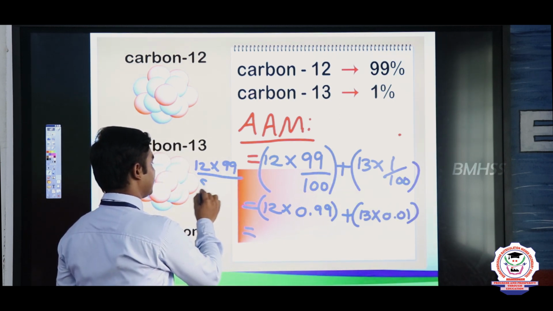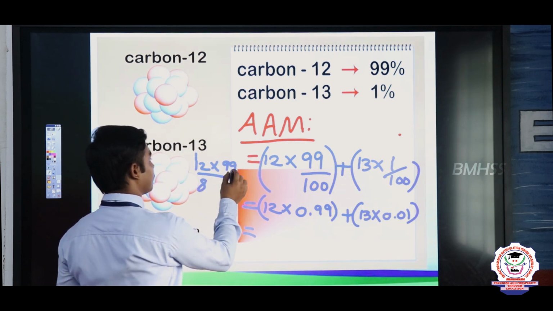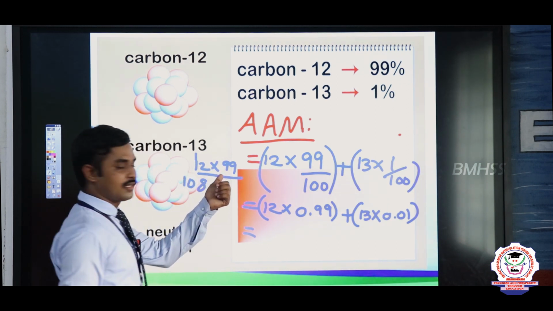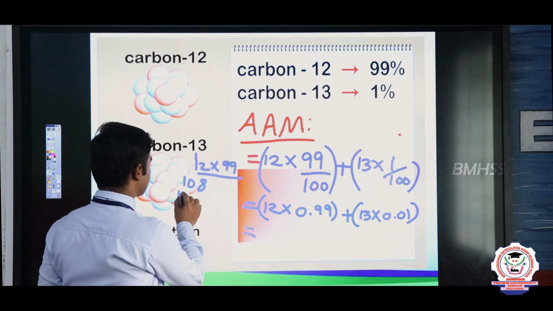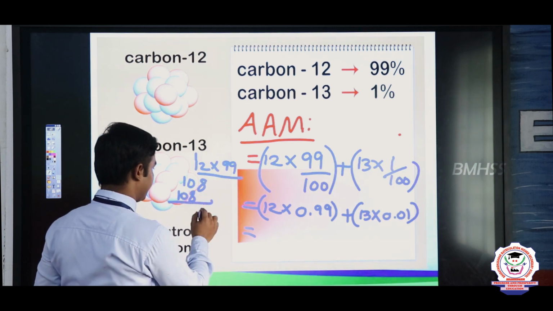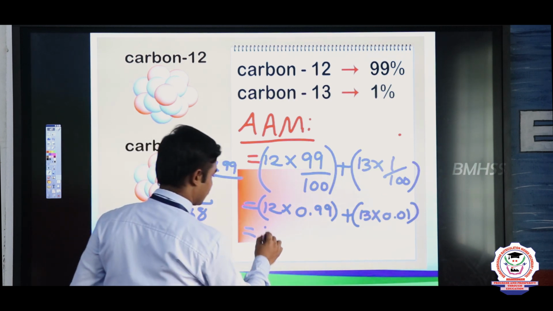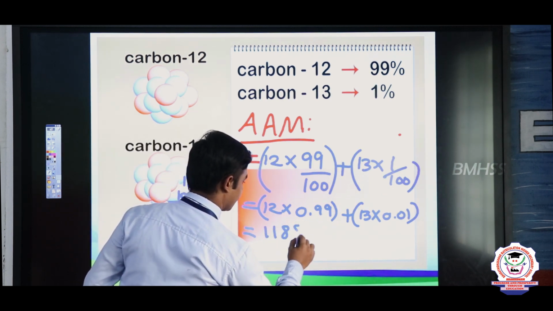9 into 2, 18, write 8, remaining 1. 9 into 1, 9, 9 plus 1, 10. So, again we multiply the number by 9, so the same answer will be obtained: 8, 8, 1, 1. So, the answer is 1188.